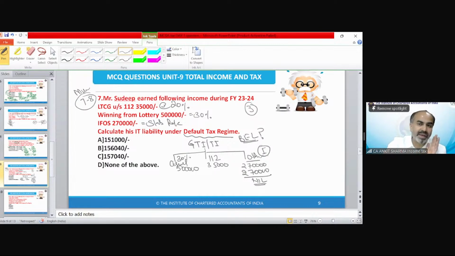Now, how much is remaining? The remaining basic exemption limit is 30,000. Can it be used against section 112? In case of a resident, can it be used? The answer is yes. We can use this 30,000 over here. So the balance 5,000 is over here. That is going to be taxable at the rate of 20%. So the tax would be 1,000.